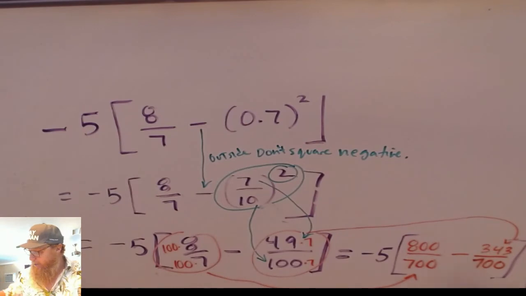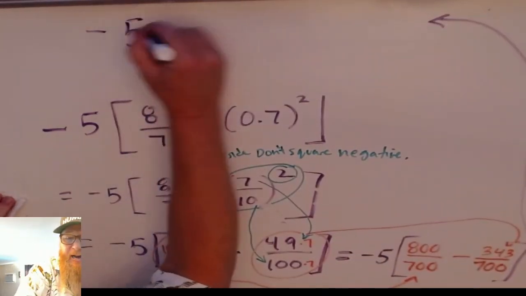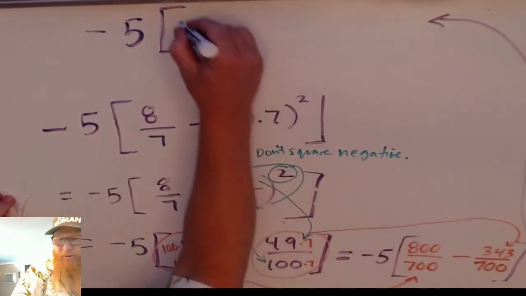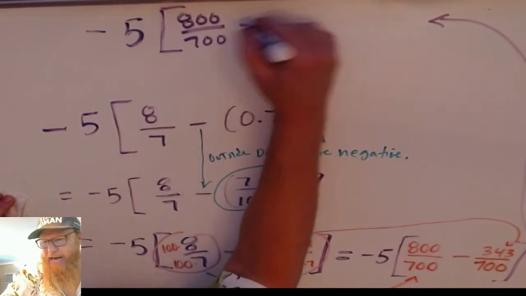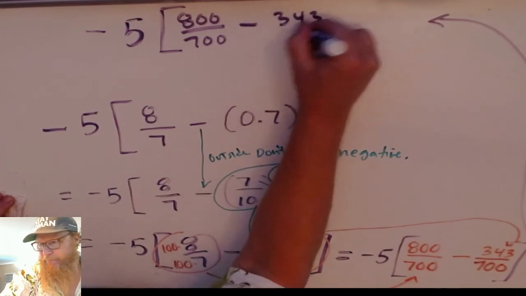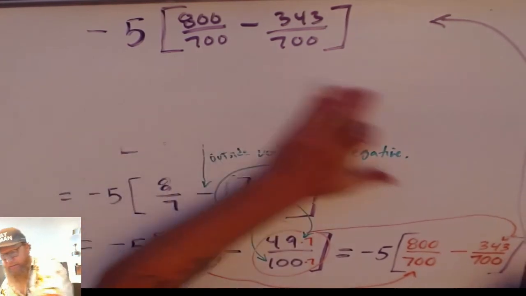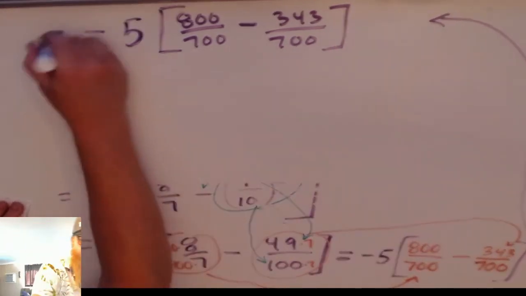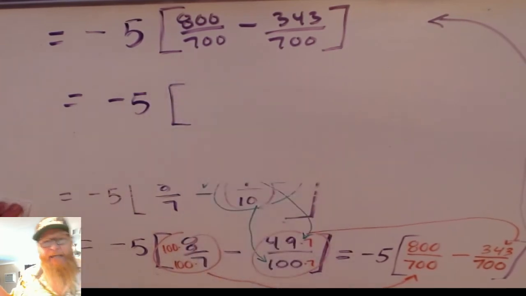I am totally out of room here, so we're going to come all the way back up to the top. So I've got -5 times, let me just copy the whole thing so we don't lose any of it. 700, 800 over 700. 343 over 700. Again, this -5 is just waiting.